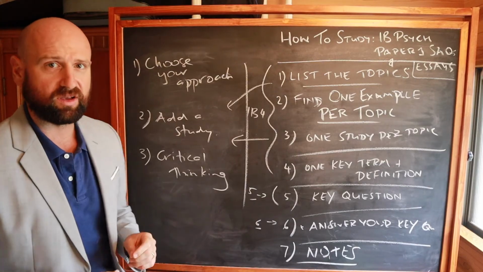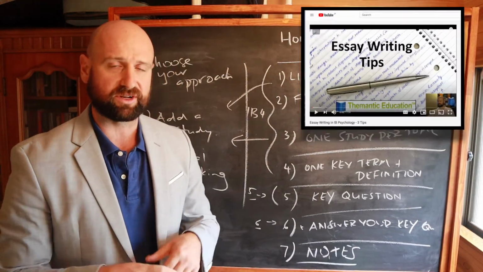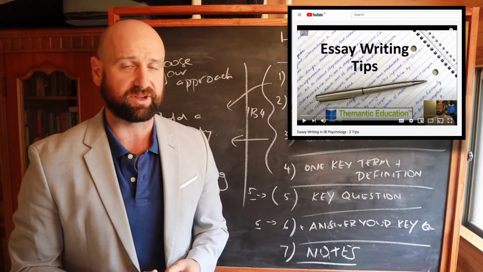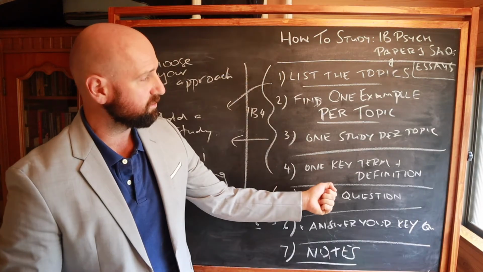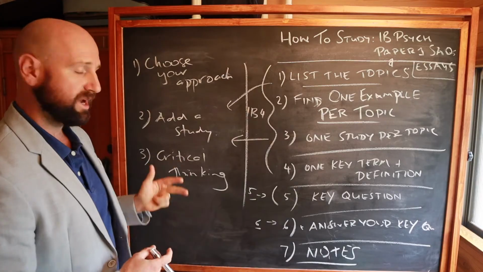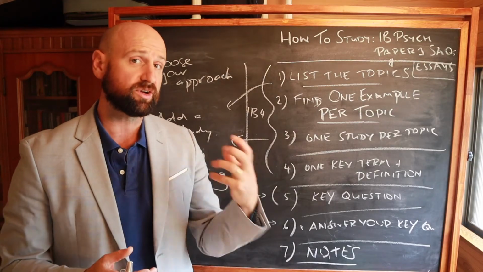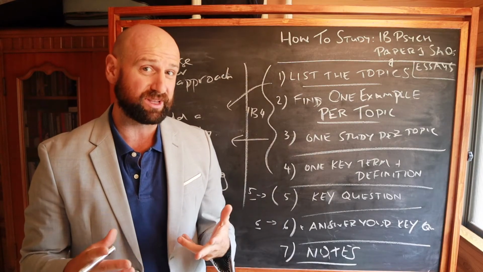Now, for critical thinking, I recommend, and in fact for the essays, I've got another video where I talk about the 3 rules of 3. The 3 rules of 3 in essay writing: you've got 3 sections, your central argument, your study, and your counterarguments or your critical thinking. For the critical thinking, I recommend trying to aim for 3 points.